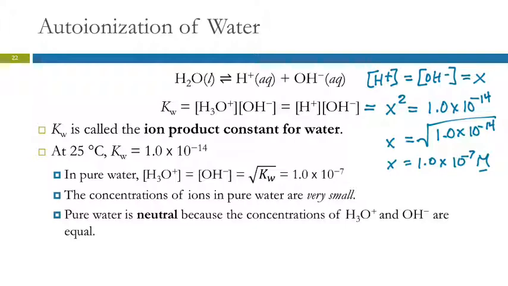So the concentrations of ions in pure water are very small. 10 to the minus 7. But that's not 0, right? For most purposes, it's essentially 0. It doesn't really matter, but it isn't actually 0. So pure water is neutral because we have equal concentrations of hydronium and hydroxide ion.